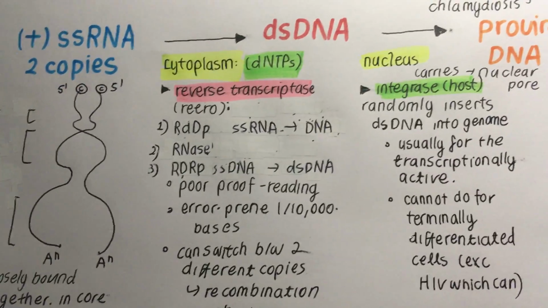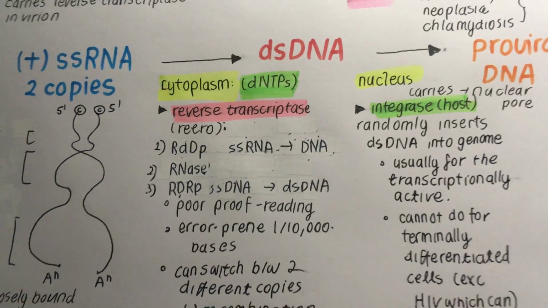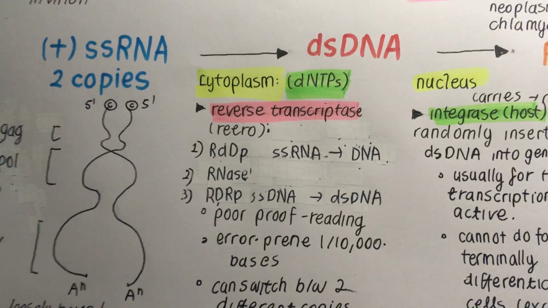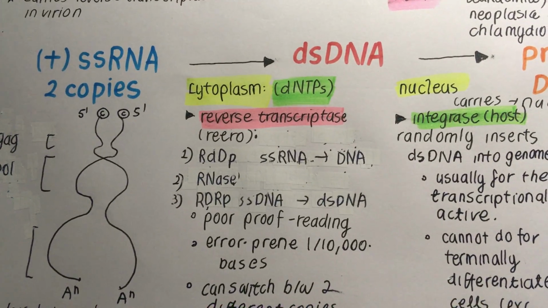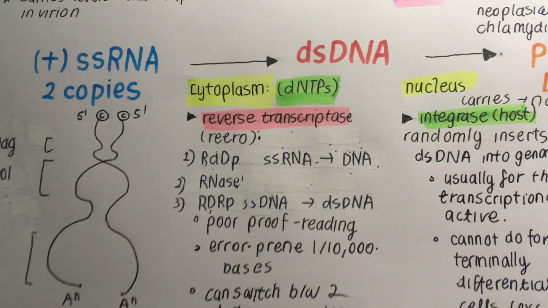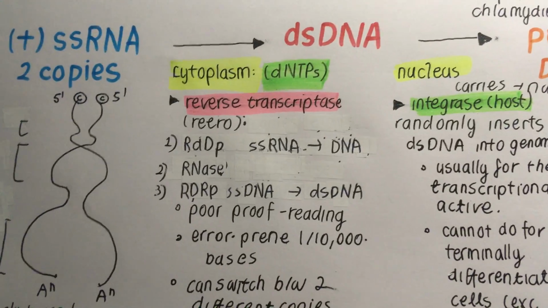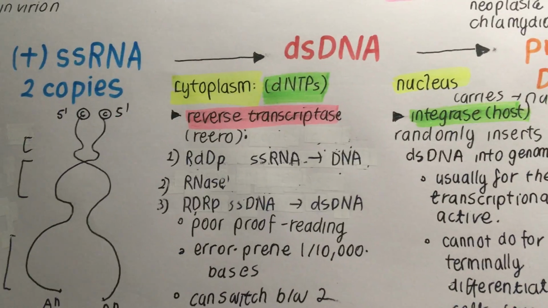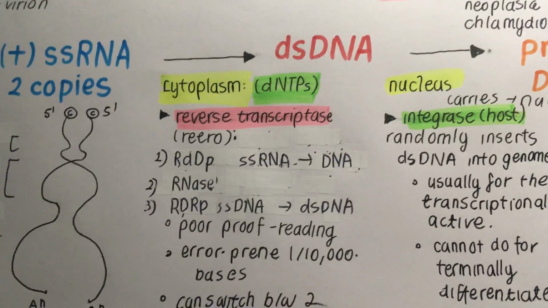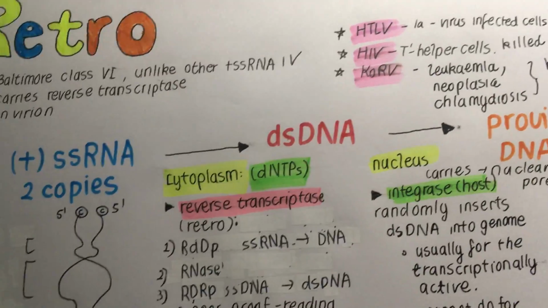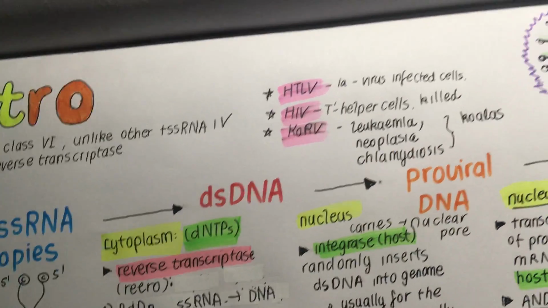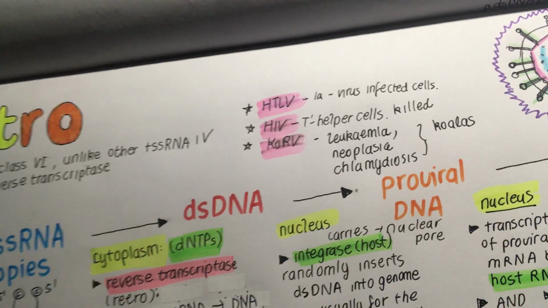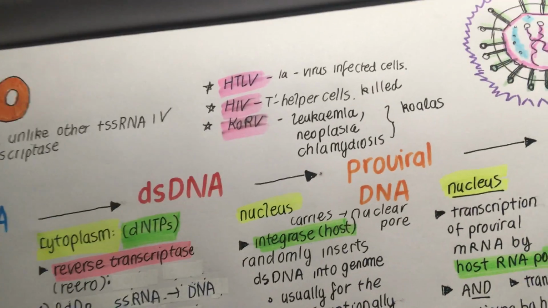And essentially, it moves into the cytoplasm where dNTPs, or nucleotide triphosphates, and the bases are, and then the reverse transcriptase makes a DNA molecule from the single-stranded RNA and then makes a double-stranded DNA using the single-stranded DNA. So in the end, you get this double-stranded DNA, which then can be carried by the integrase enzyme through nuclear pores into the nucleus, where it integrates into the host genome.